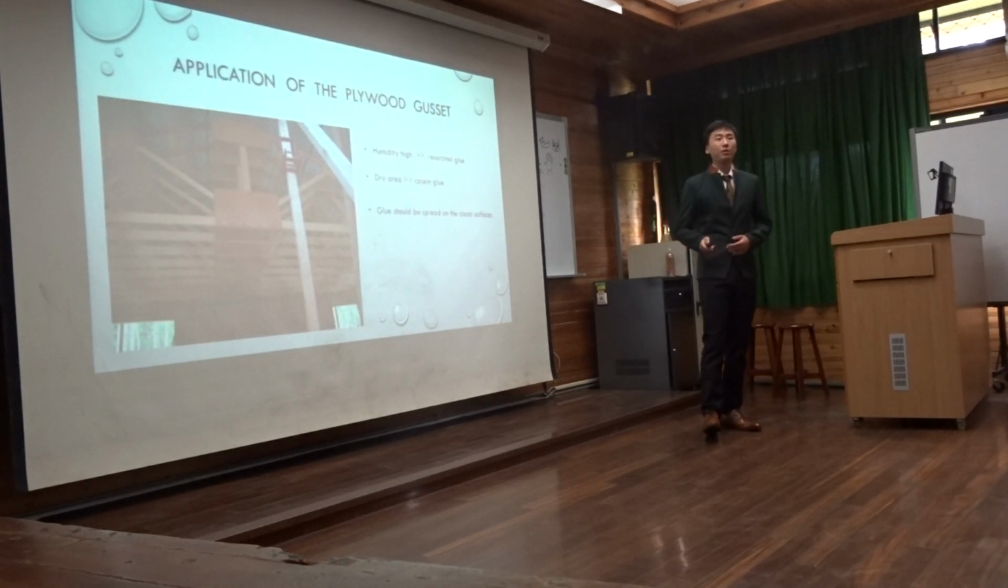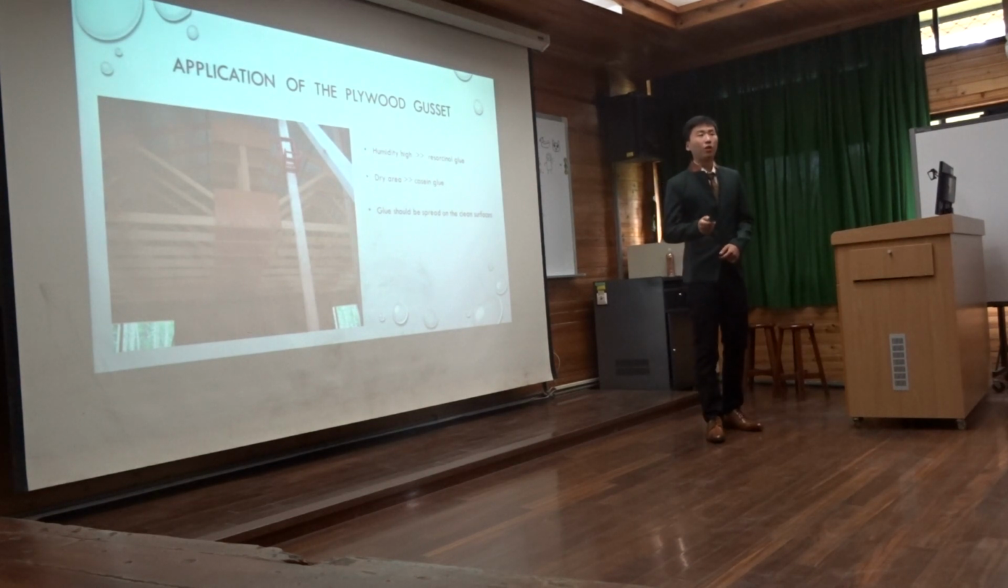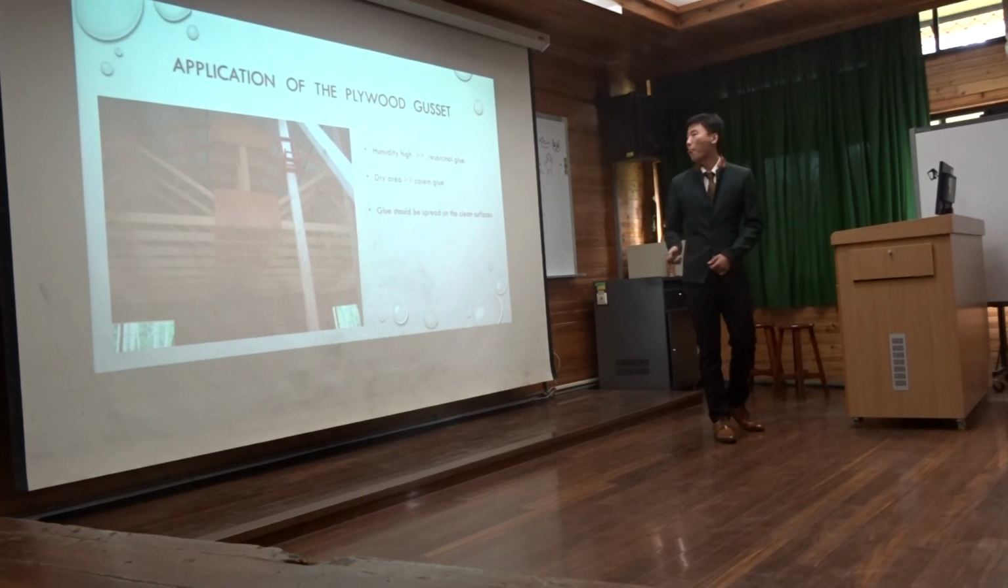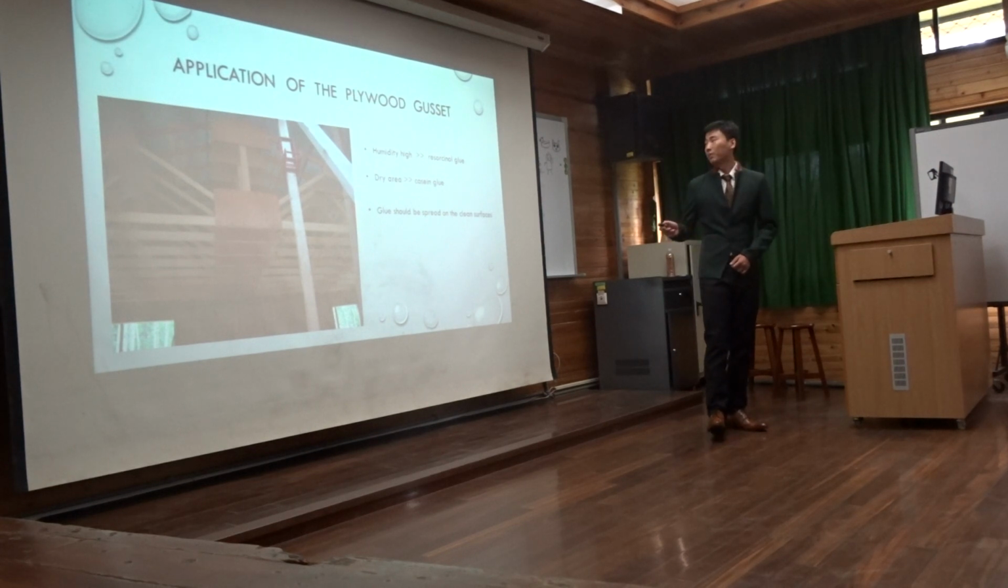When using the plywood gusset, we should care about the humidity. For normal conditions, where relative humidity in the attic area tends to be high, resorcinol glue should be used for the gusset. In dry and arid areas, where conditions are more favorable, casein glue or similar glue might be considered. Glue should be spread on the clean surface of the gusset and the truss member.